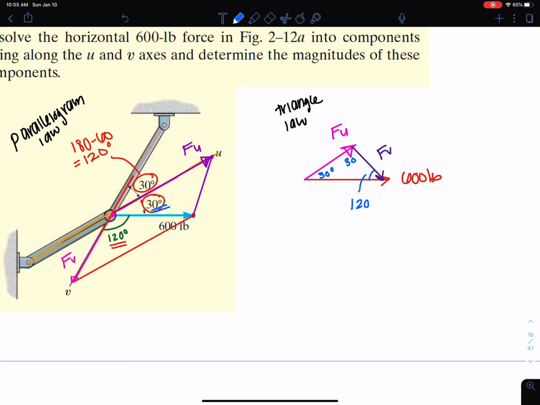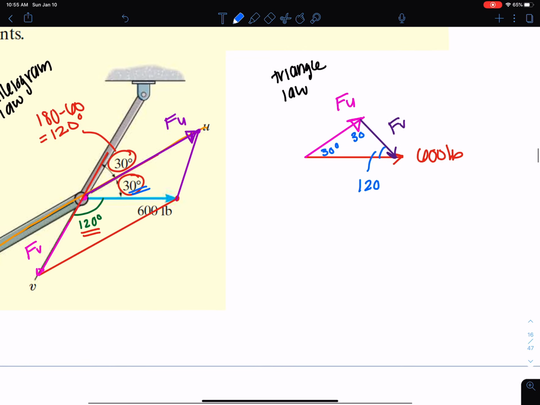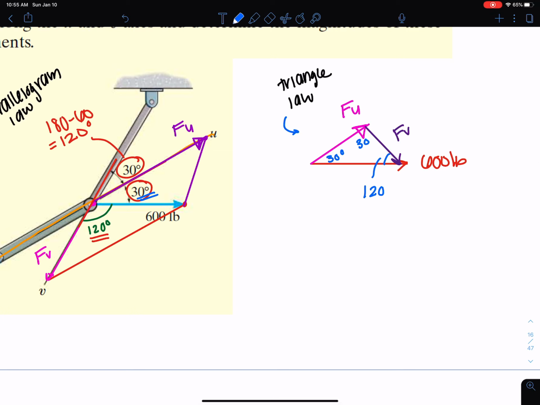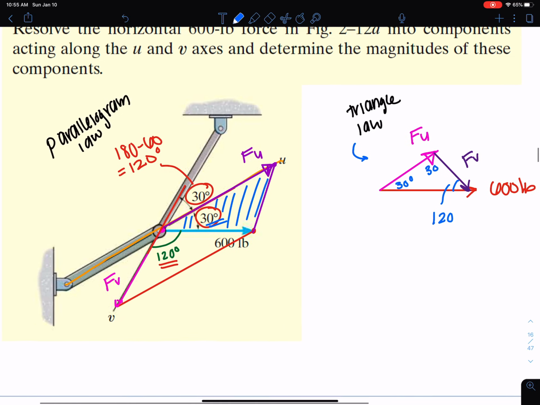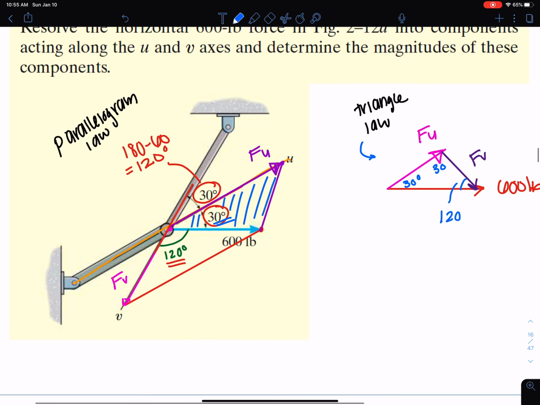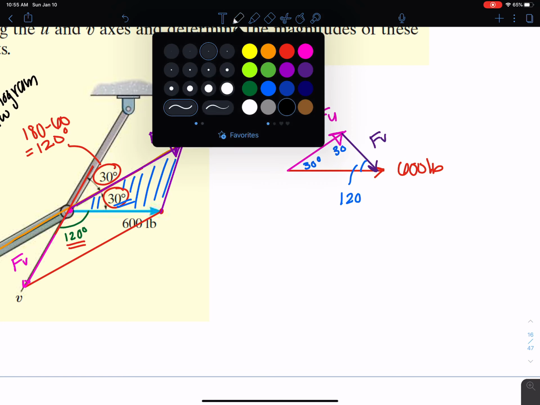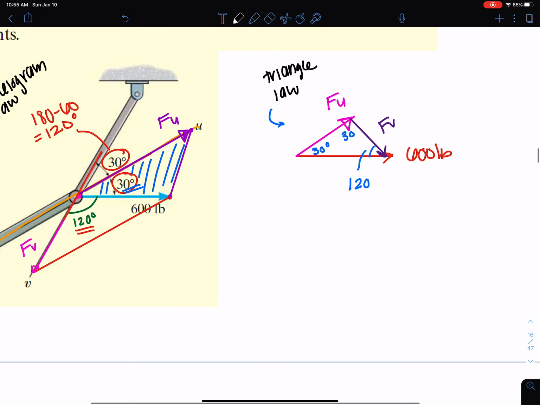Okay? All right, so you can see really clearly that this triangle we just built is really just one of the triangles from the parallelogram law. So it's really the same thing no matter how you look at it. Whether you use the parallelogram law and the blue shaded triangle or just go straight to the triangle, you're going to come to the same end result, which is that I now need to use the law of sines. So what is the law of sines?